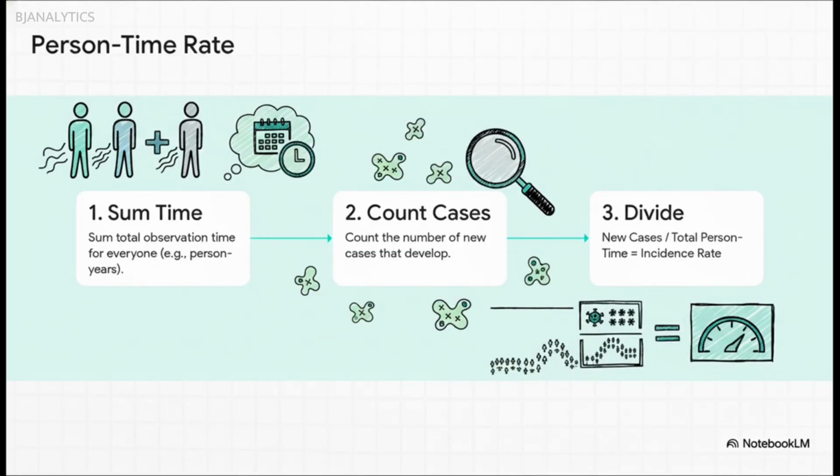Now, a really smart way to measure incidence is with something called person time. In a study, some people might be followed for 5 years, others for only 1. Person time accounts for that. You just add up the total time everyone was observed, we call that person years. Then you count up the new cases of illness and you divide. It gives you a super precise rate of how quickly the disease is spreading.